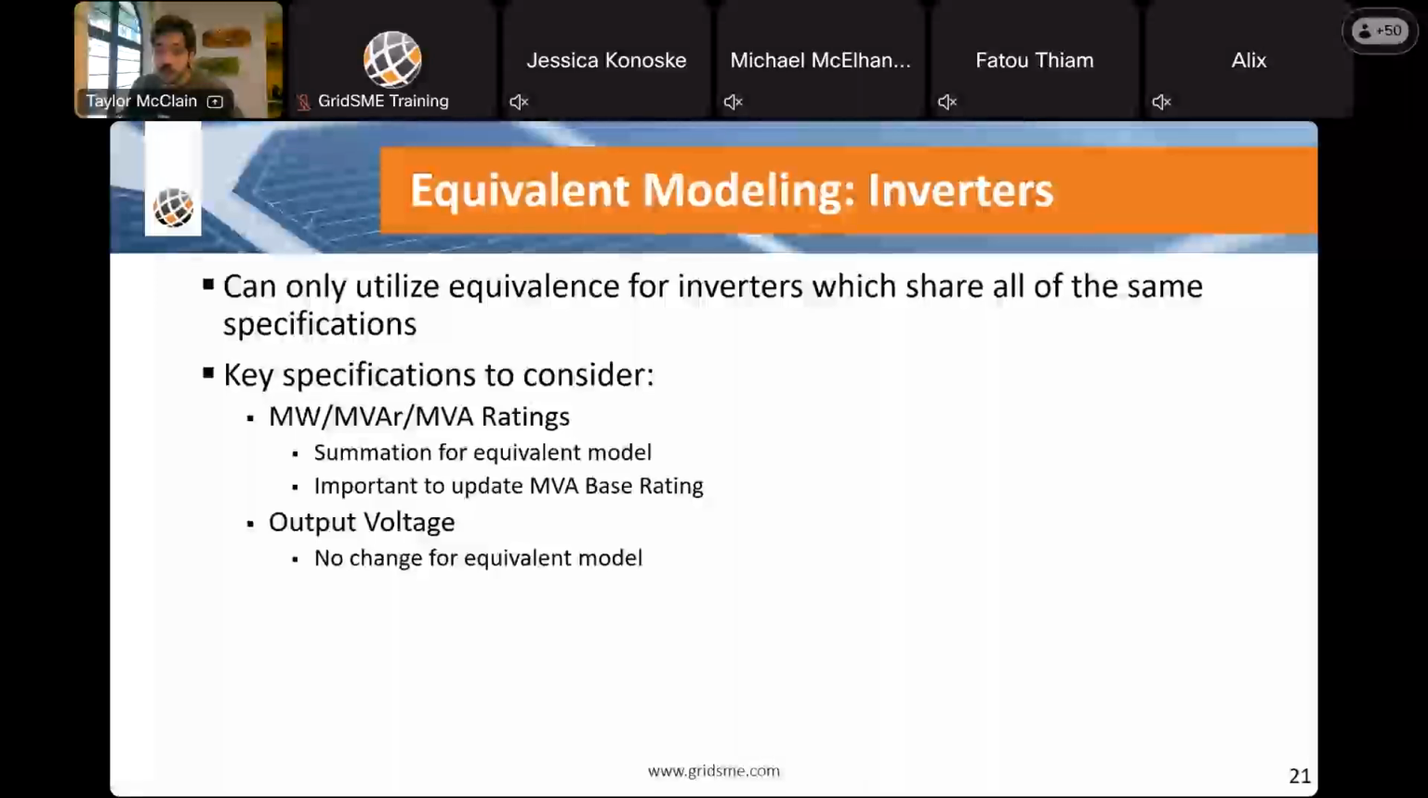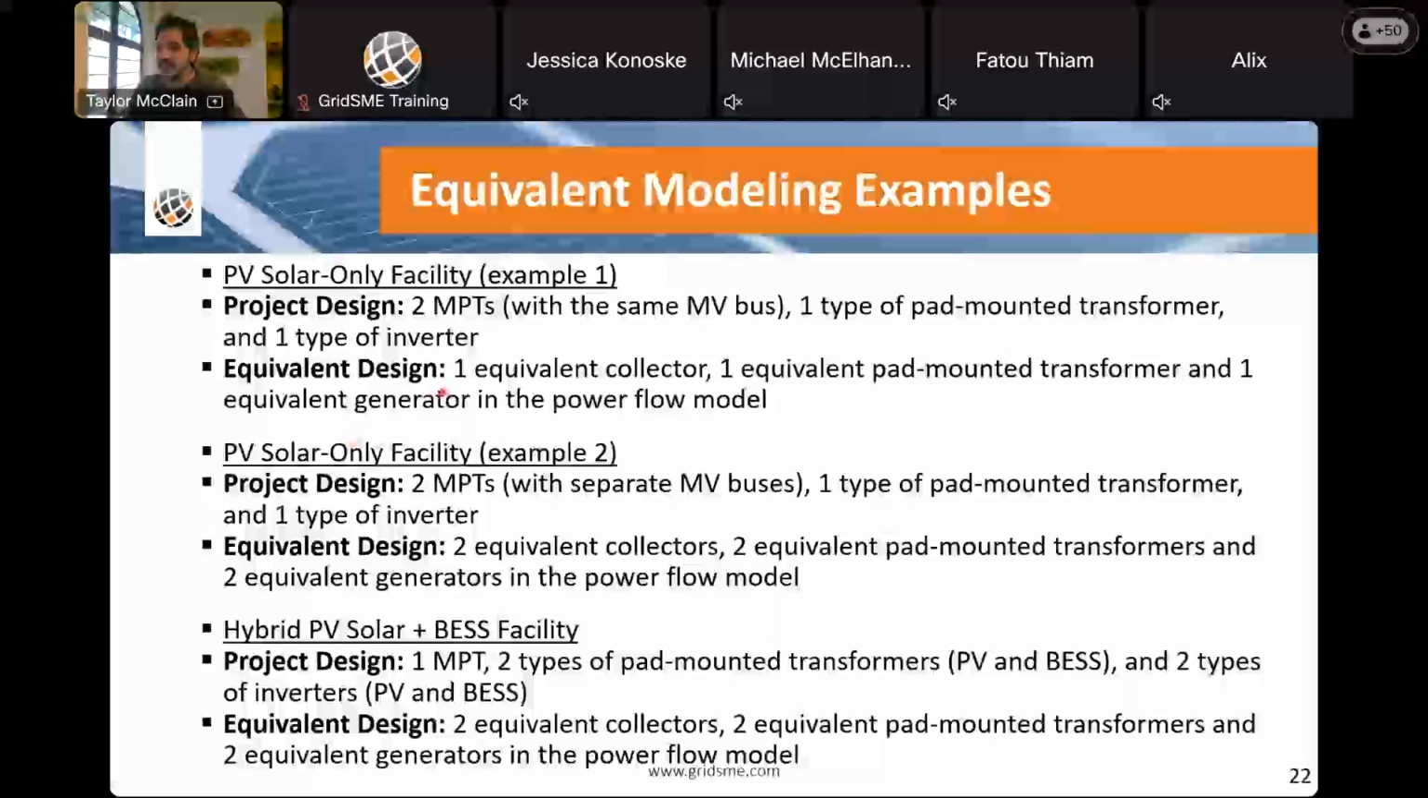But if you do, as an example, and we'll walk through this on the next slide, I think. If you were to have two main power transformers and they both have the same medium voltage bus, and you have one type of pad mounted transformer and one type of inverter, that is a design where you can effectively simplify everything down to just one single equivalent collector, one single equivalent pad-mounted transformer, and one single equivalent generator. Now, if we take that same example, but we look at it with separated medium voltage buses, you'll see that we then have to have two equivalent collectors, two equivalent pad mounts, and two equivalent generators.